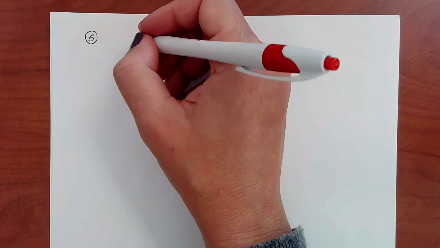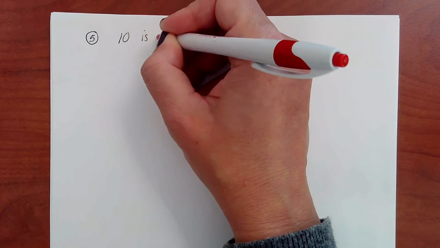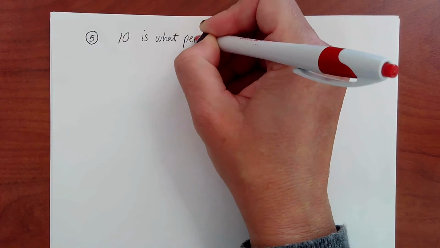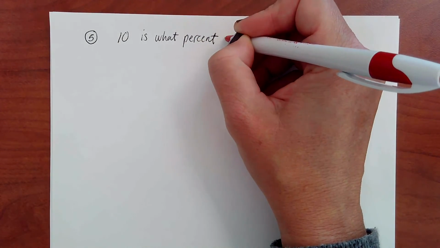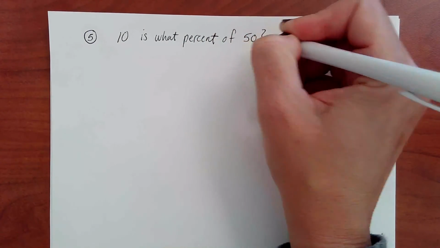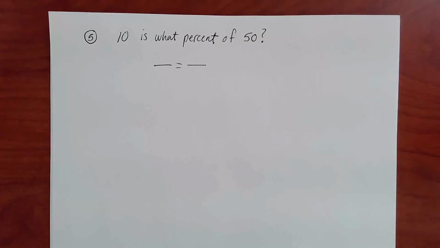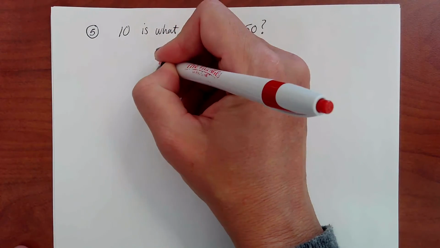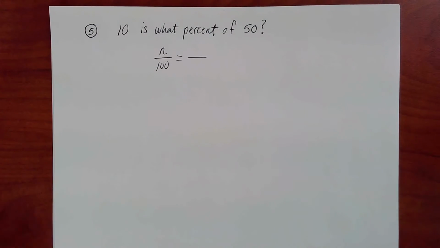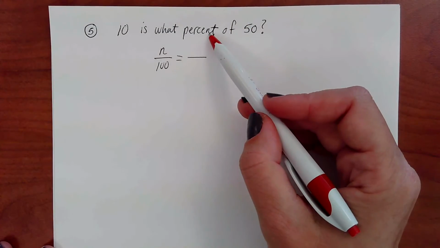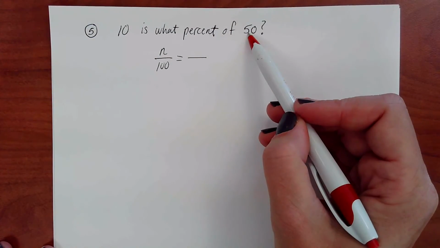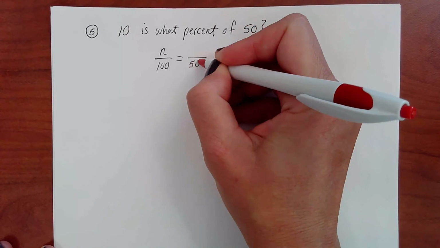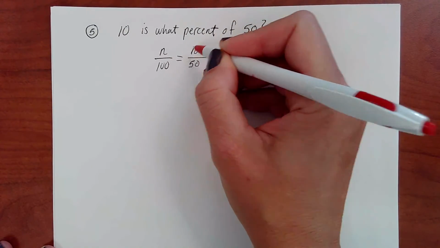So let's say the problem was 10 is what percent of 50? Okay, I'm going to go right to my two equal fractions. See, now I don't have a percent. So when you're looking for the percent, it's going to be n over 100 because we don't know the percent. Okay, and then percent of 50. So of 50, that's the total. 10 is up top. So there's your setup.